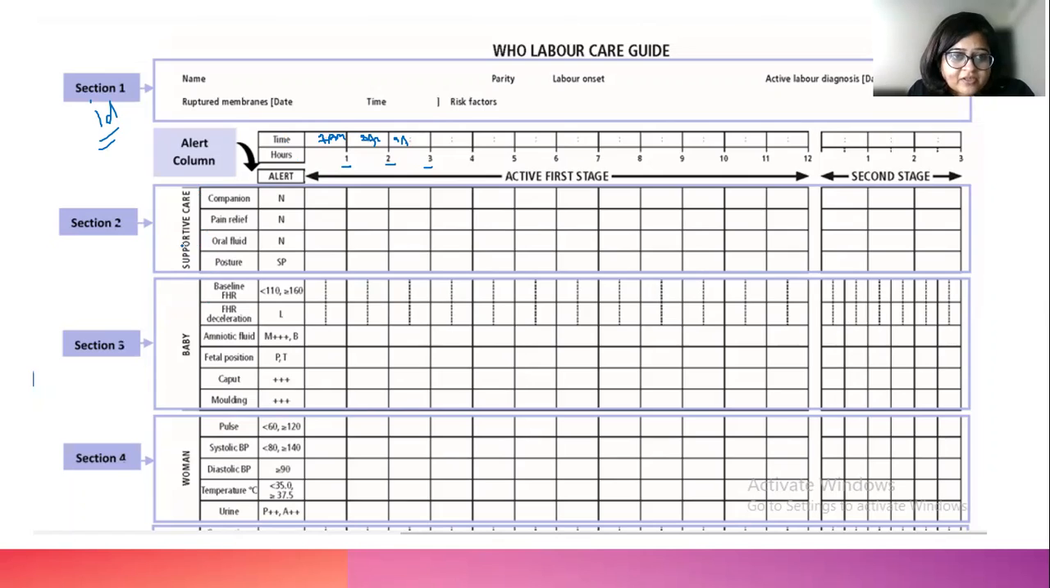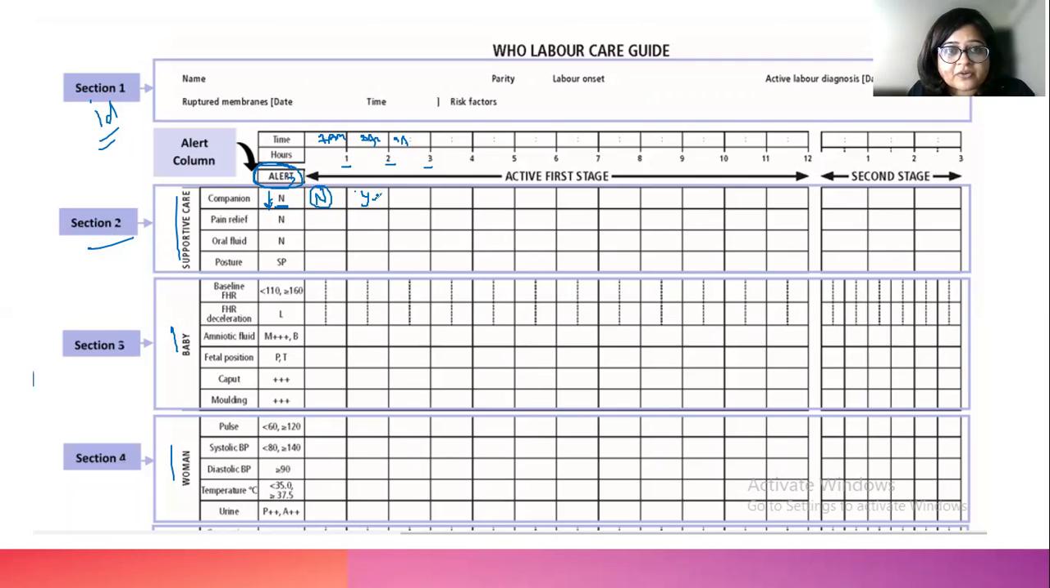Then you have section 2, supportive care, section 3, baby, section 4, woman, and then labor progress, all that. You see this line here, there is an alert column here. This is the alert column. The alert column basically tells us at what stage you need to be alert. Suppose the woman comes at 7 a.m. and she doesn't have a companion with her, N means no companion, N is for no. And you write here no. So this is an alert finding. That means you are supposed to encourage the woman to have a companion with her. If she has, say after 1 hour, her sister comes, then you write here yes.